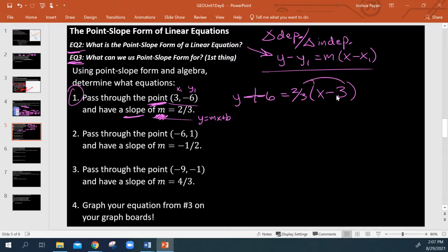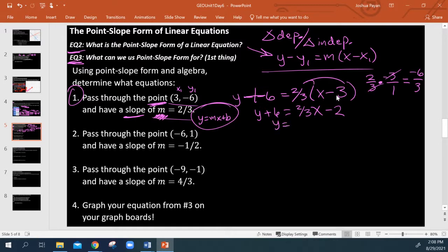Then I'm going to go ahead and distribute. 2/3 times x, 2/3 x, 2/3 times negative 3. Well, this will be a review of what we were doing with fractional distance. So I'm going to put the negative 3 over 1, and we're going to end up with negative 6 over 3, which of course is just minus 2. Or you can go ahead and say times 3 divided by 3. They're inverses. They cancel. That leaves you with just negative 2. Either way you look at it, you get the same thing. Okay, then we'll subtract 6 from both sides so we can get y by itself and get it into this form. And we have y equals 2/3 x minus 8.